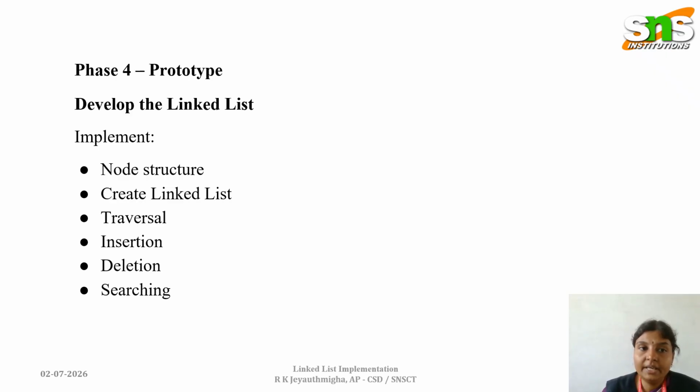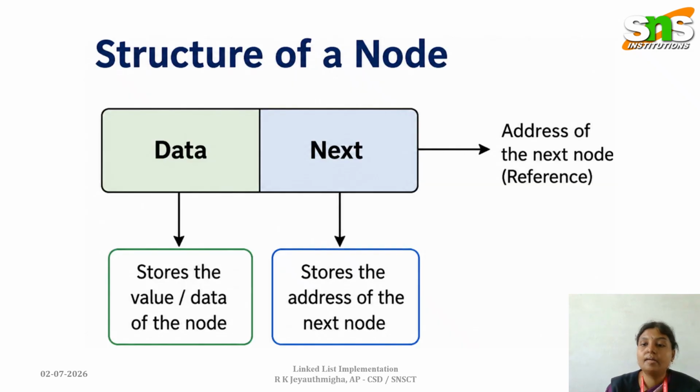In the prototype phase, we have developed the linked list, implementing the node structure and creating the linked list to perform the operations of traversal, insertion, deletion, and searching. So let's look at the structure of a node. The structure of a node contains data and the next address of the node. Data stores the values of the node. The next points to the address of the next node.